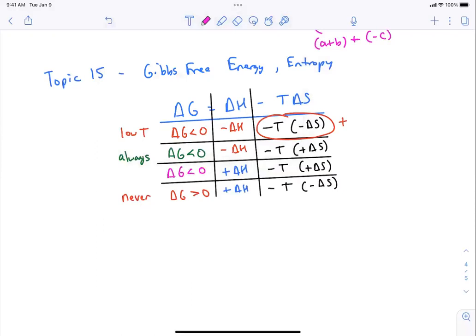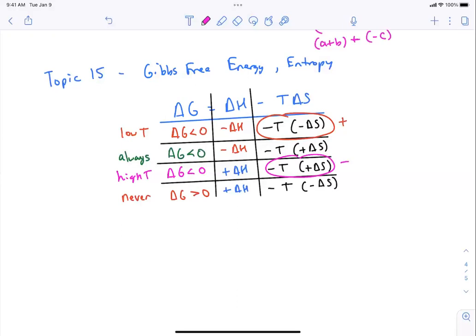On the third one, though, you have a positive delta H and a negative T times positive delta S. So temperature is now helping your value here. So you want a high temperature here. Because again, this is all algebra. Yes, Alexander.